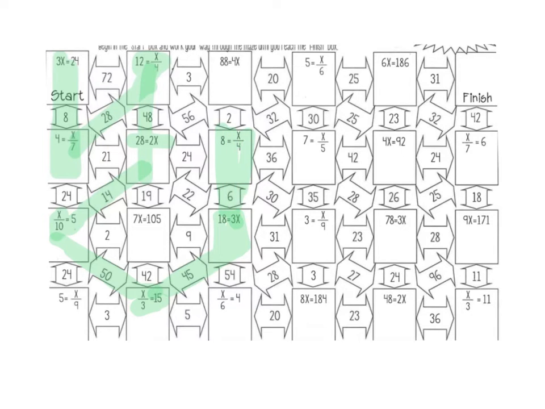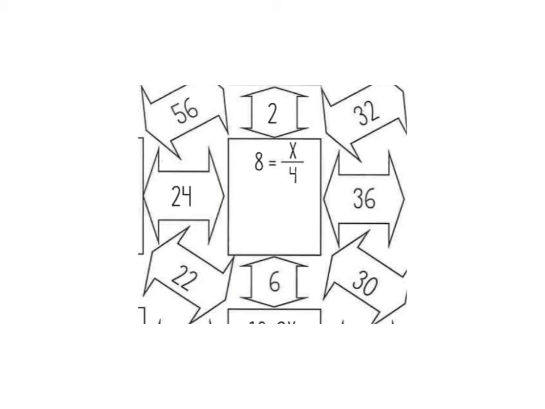So now we got 8 is equal to x over 4. To solve this one, we are going to do the inverse of dividing by 4. So the opposite, or the inverse of dividing by 4, is multiplying by 4.